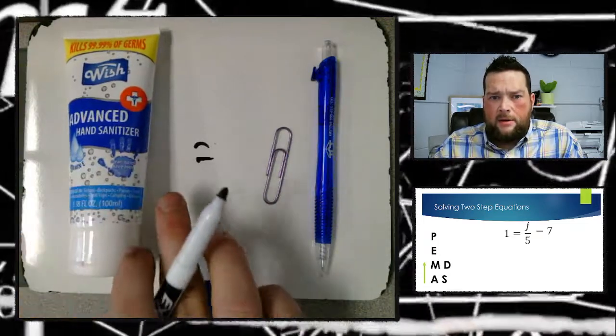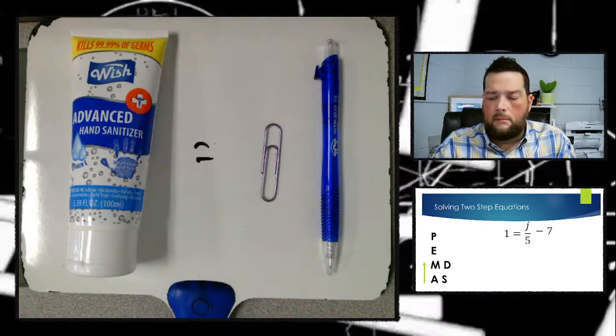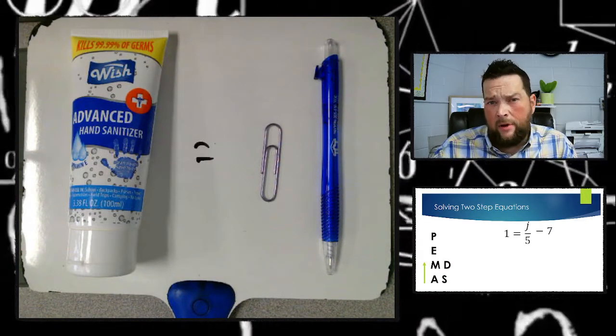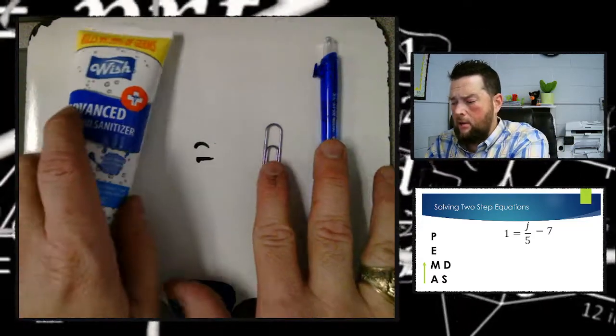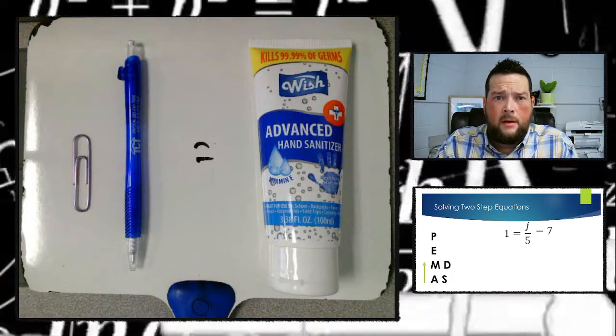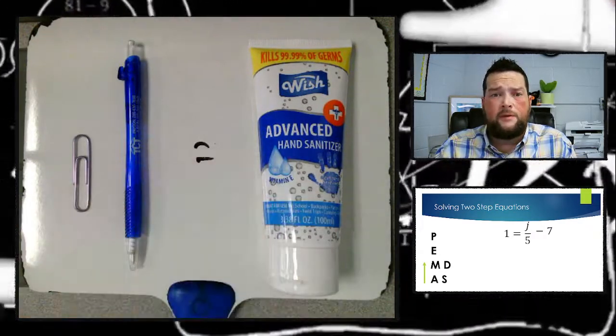Hand sanitizer is equal to the paper clip and the pen, all right? So right now we have balance, right? Is there any reason why I couldn't just say, okay, I'm going to take this paper and pen and put it over here, and I'm going to put the hand sanitizer over there, right? Did I change anything? No, I didn't. I just moved it around, all right?